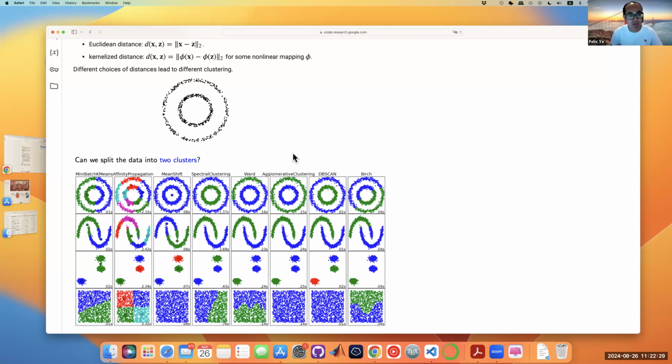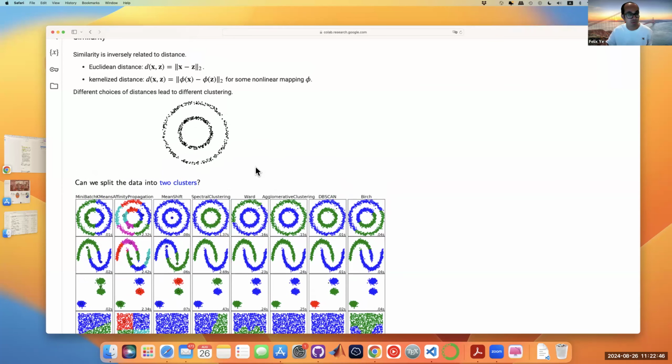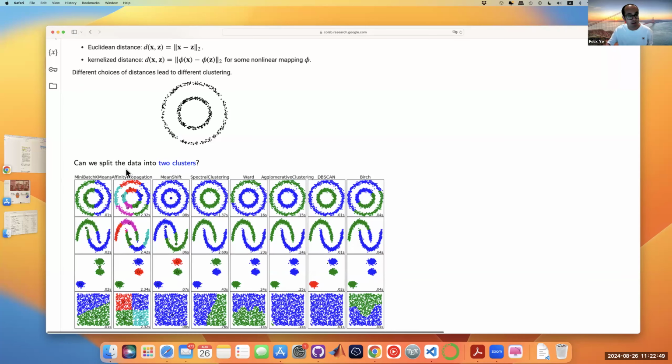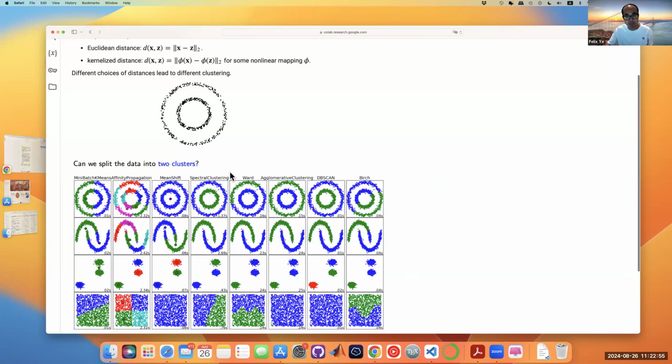And obviously, this is a completely nonlinear problem because a circle is a nonlinear object. So that will be quite difficult to actually identify this as a circle and classify them, as we have 2 different sizes of circles. There are multiple algorithms that you can use. For example, this is mini batch K-means. We have affinity propagation, mean shift, spectral clustering, DBSCAN, and we are not going to talk about this in detail. For example, agglomerative clustering and spectral clustering.